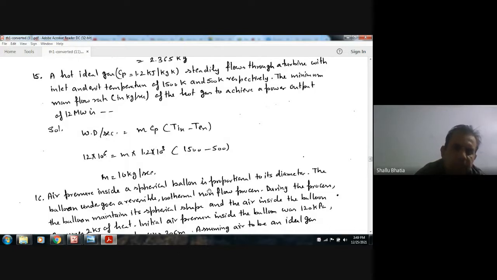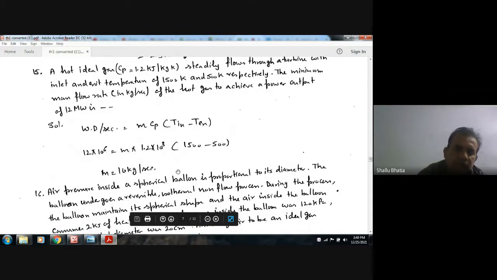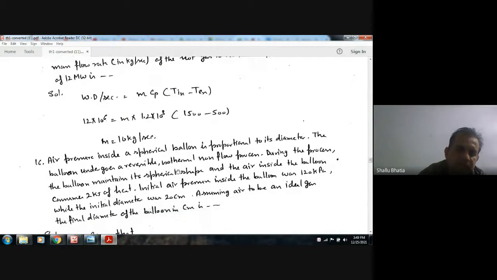Let M be the mass flowing through the turbine. Now the power generated by the turbine is M Cp (T in minus T exit). T in is 1500 and T exit is 500. So Cp is 1.2 into 10 to the power 3. So M comes out as 10 kg per second. Okay, so the answer is M = 10 kg per second.